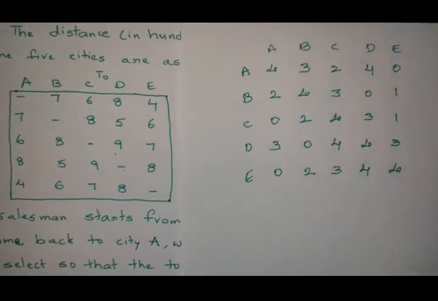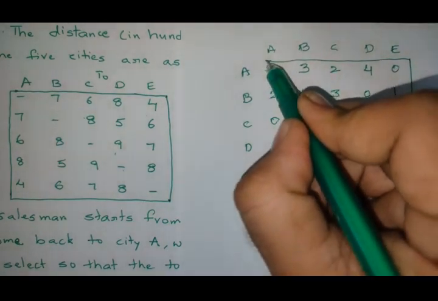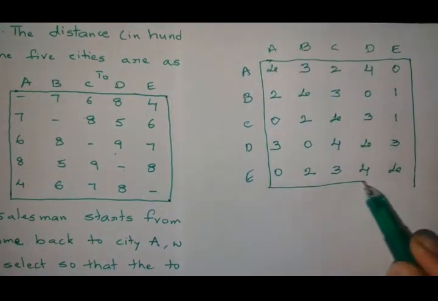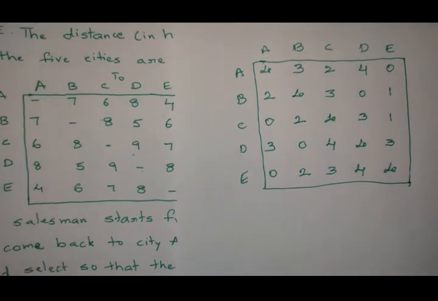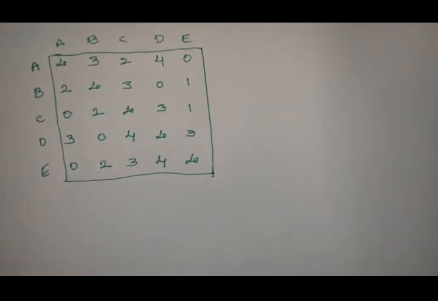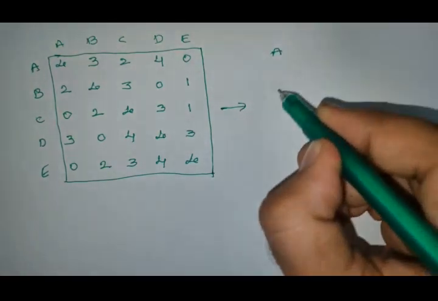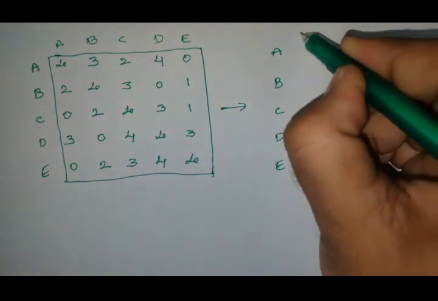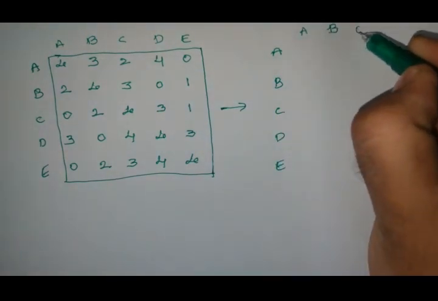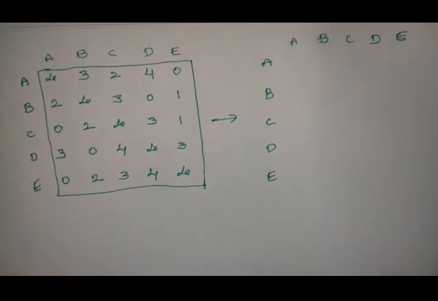So now this one is the matrix after doing the row reduction, and let us do the column reduction process. Now I am doing the column reduction. These are the city names A, B, C, D, E, and these are the cities again. So let us do the column reduction.